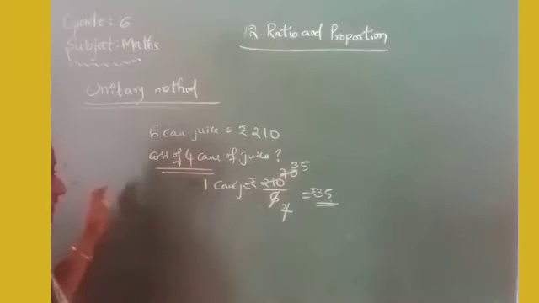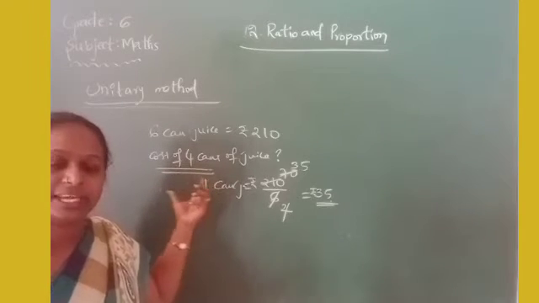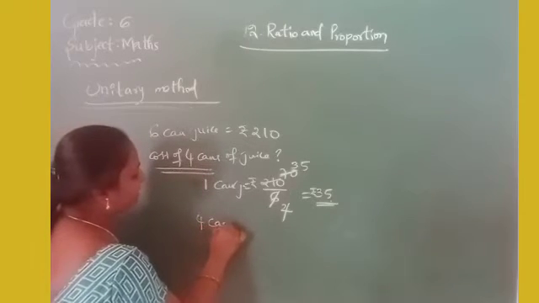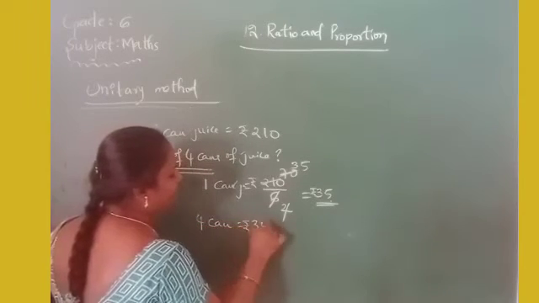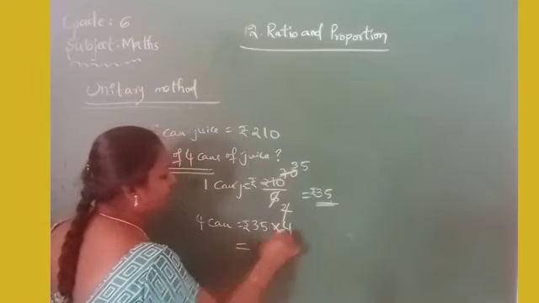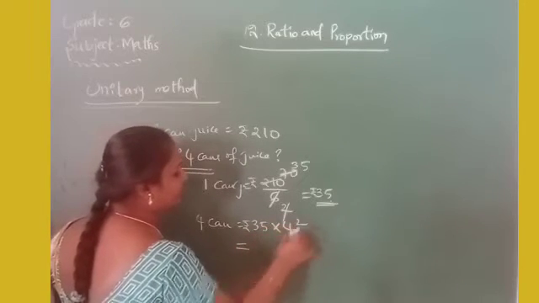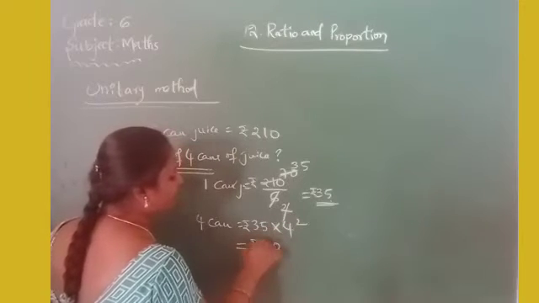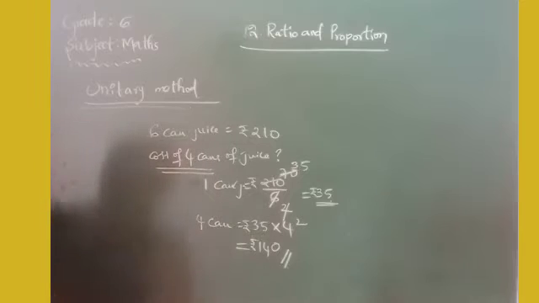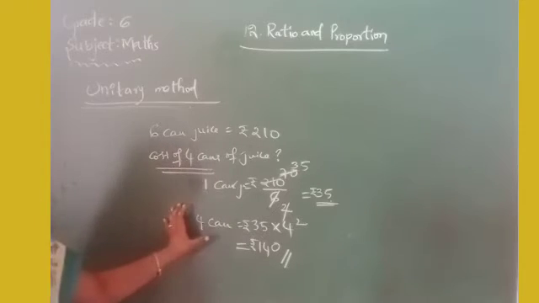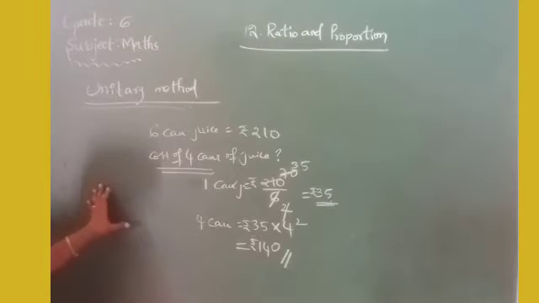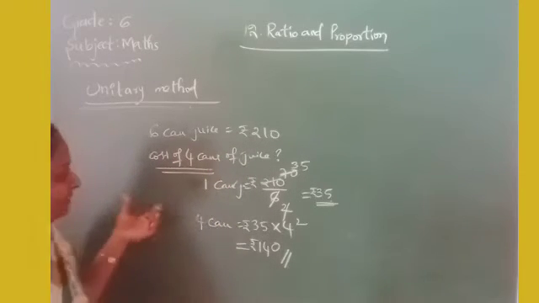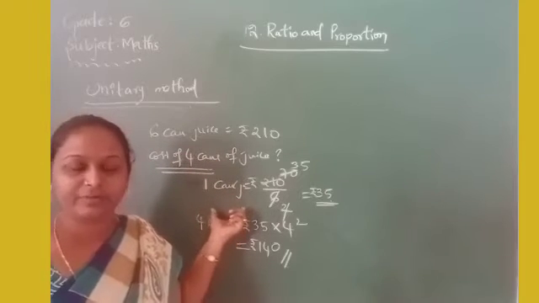Then what are the required cans here? We need 4 cans of juice. How much will it cost? 4 cans means you multiply 35 into 4. So it is equal to 4 5s are 20, 4 3s are 12 plus 2 is 14. What is the cost of 4 cans of juice now? 140 rupees.